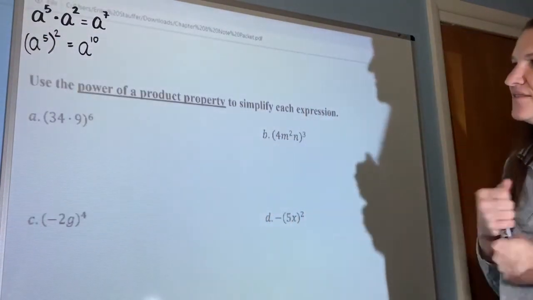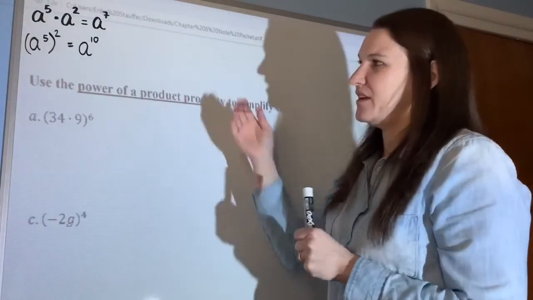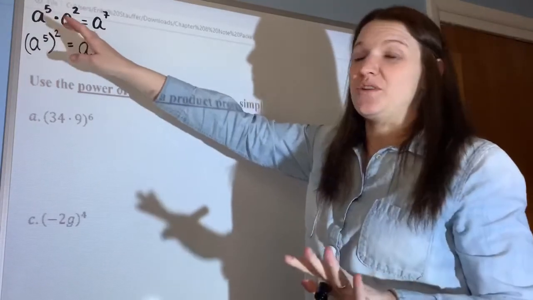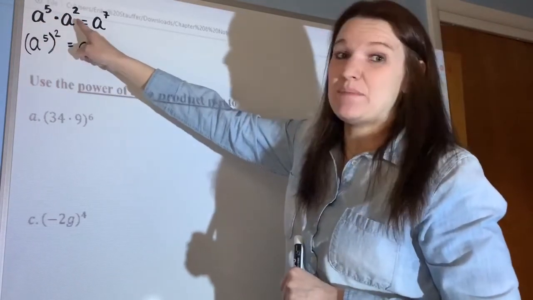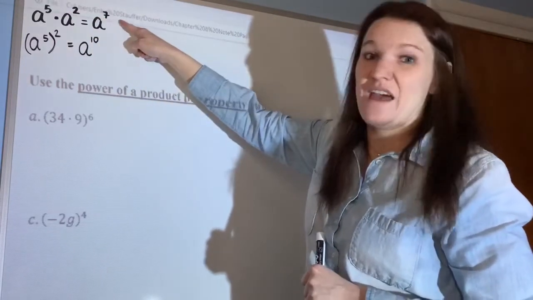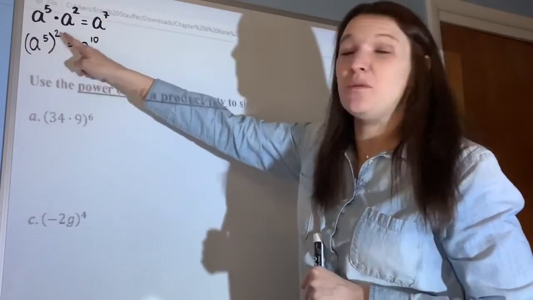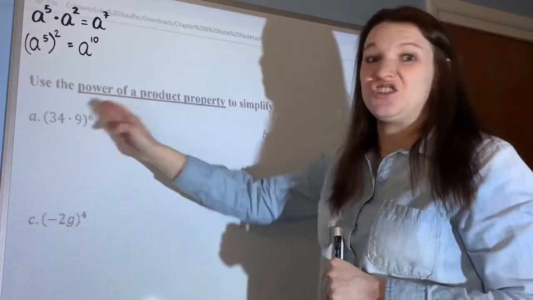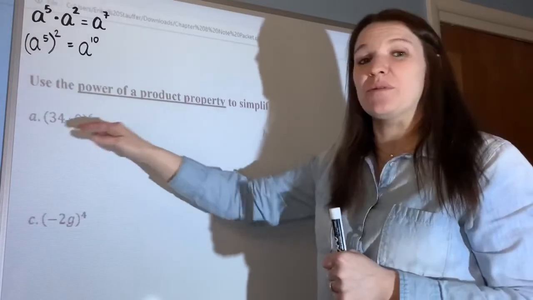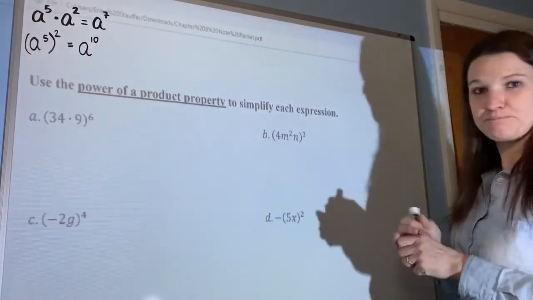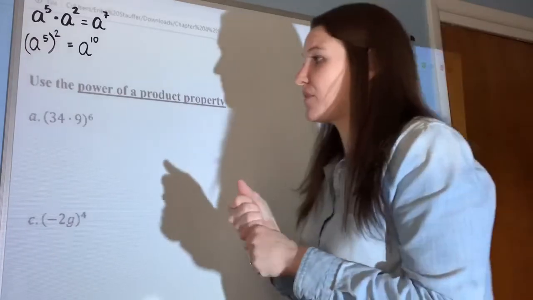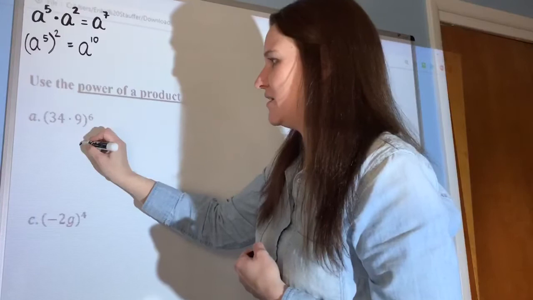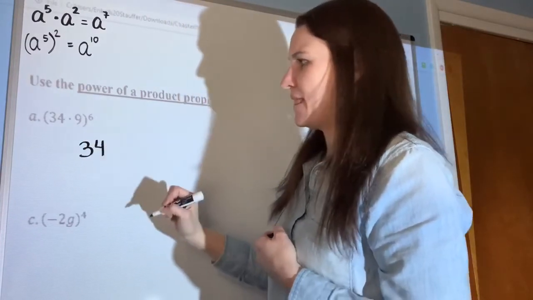All right, for letter A, it's very similar to the example that we saw above. I just want to remind you that what we learned earlier was when the base is the same and we multiply across, we add our exponents. Power to a power, we multiply them. Here, we're going to distribute that power to two separate bases, or sometimes more. So right now, inside our parentheses, we have the base of 34, which doesn't have a power right now, and we have the base of 9.